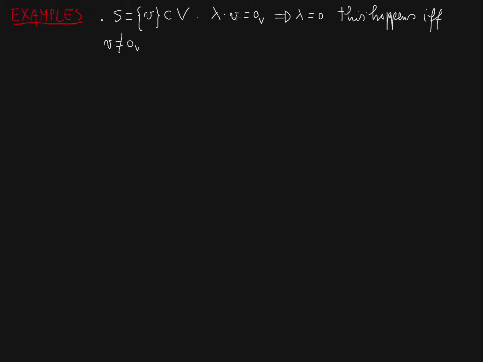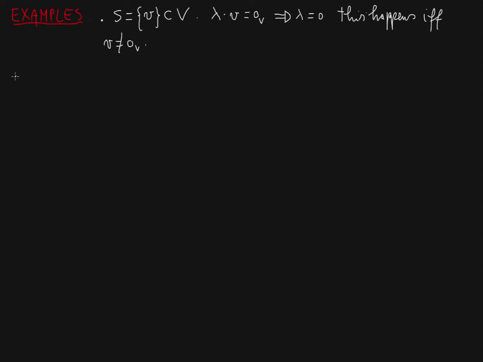Let us assume that V is zero. So if the vector V is zero, then any lambda times V will give the zero vector, so in particular a non-zero lambda. Therefore, if V is zero, the set of just the zero vector will be a set of linearly dependent vectors. So a set comprising just one vector is a set of linearly independent vectors if and only if the vector is non-zero.